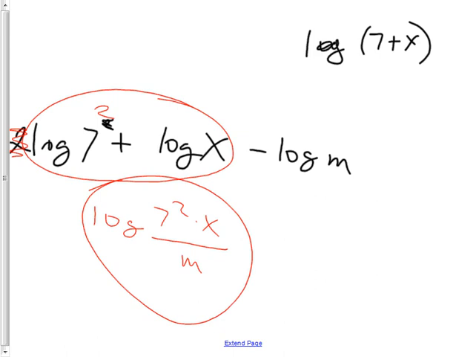It would also be okay to say 49x over m. Yes, that'd be fine. Okay, so that's the basics of expanding and contracting. Then we got into solving. So that was things like this.